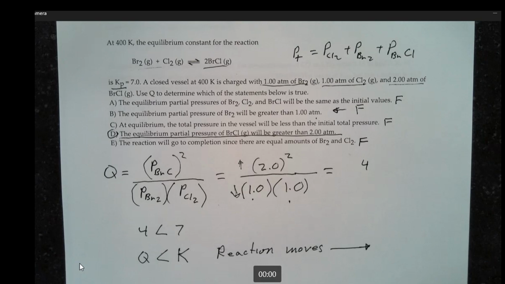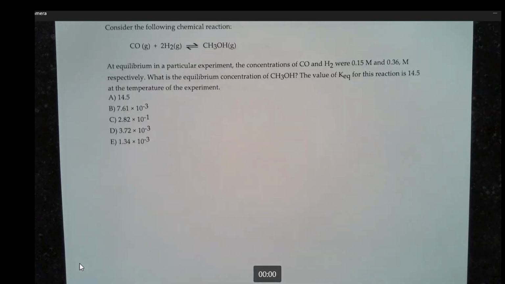So what do you think about this question? Using Q, Q equals 7, we would be at equilibrium. Q is greater than K, the thing would back up. Does everybody see how we came up with D being the only true statement? I only see like one nod. Alright, we're going to move on.